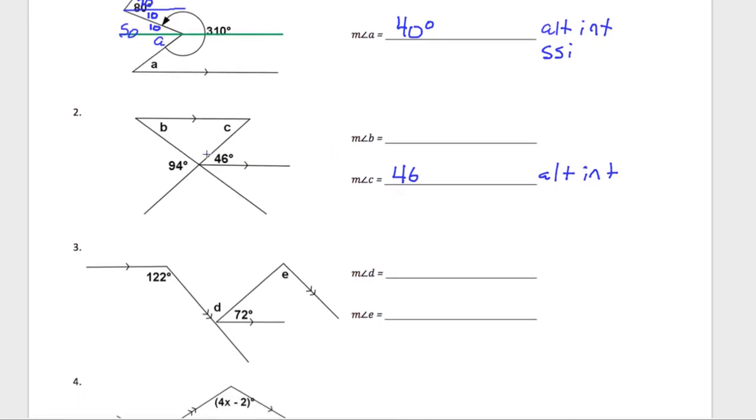For measure angle B, I have to do 180 minus 94 to get this inside angle here. So that's going to be 86, and I know what C is. C is 46. I add these together and I get 132. I know that B has to be a number that makes 132 add to 180, so I know that B has to be 48 degrees. That's because there are 180 degrees in a triangle.